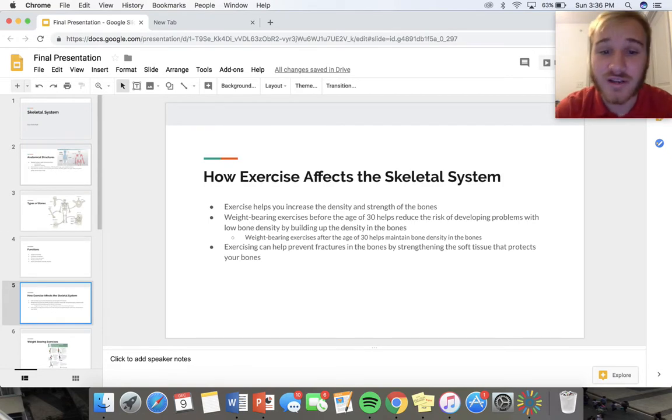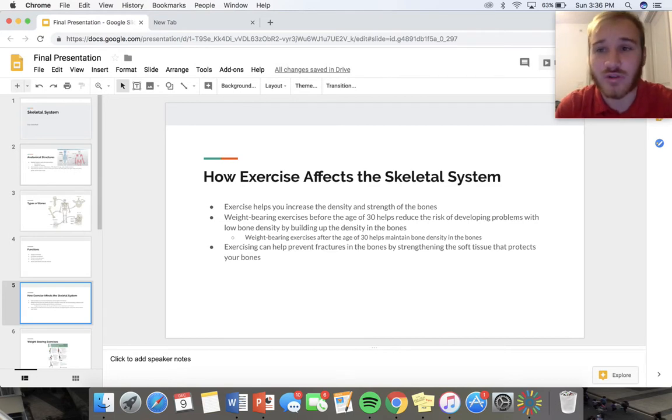Moving on to how exercise affects the skeletal system, maybe the most important aspect of all is that exercise helps you increase the density and strength of your bones. This can be done by performing weight-bearing exercises, because your body is going against the force of gravity, increasing the strength of those bones. And if you do this before the age of 30, it will help reduce the risk of developing problems that are associated with low bone density just by building that strength up.